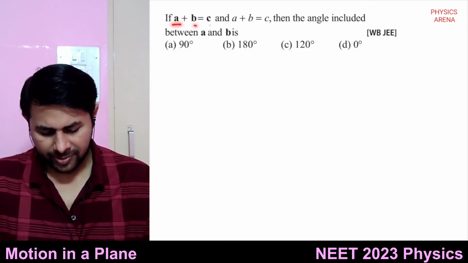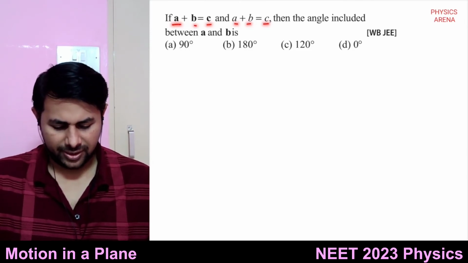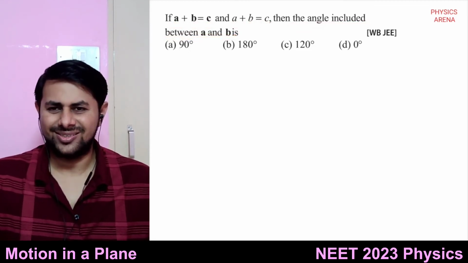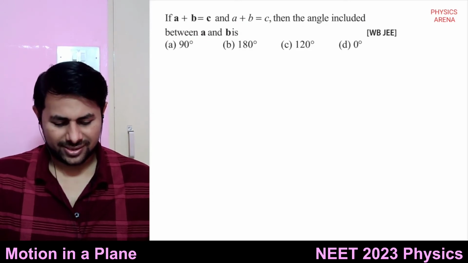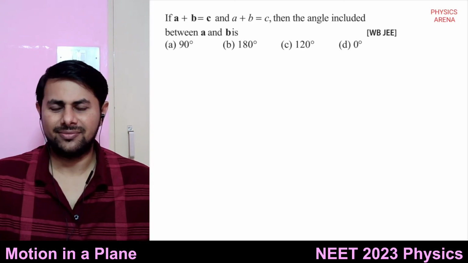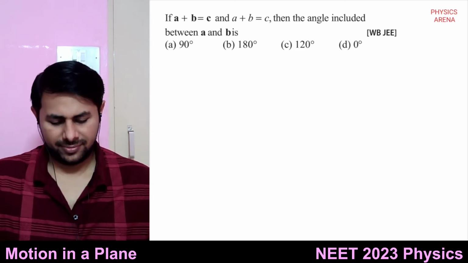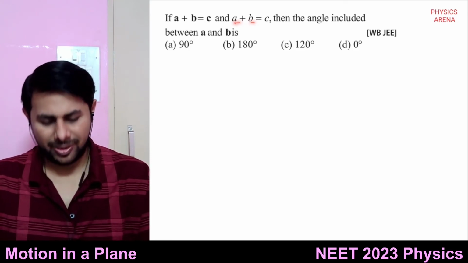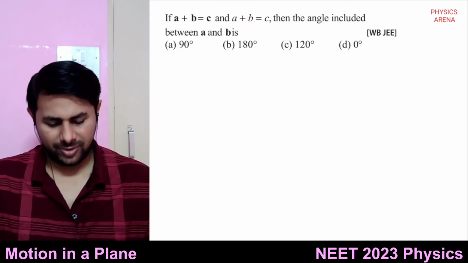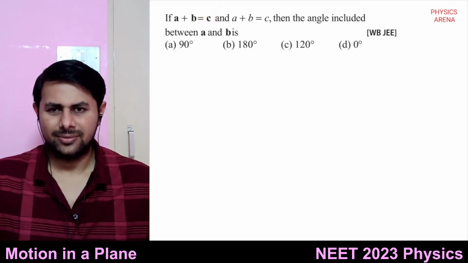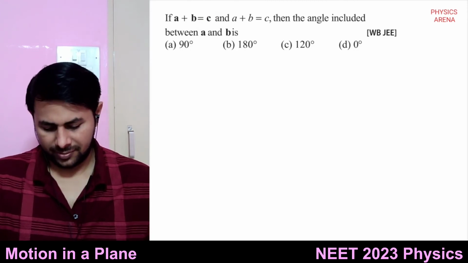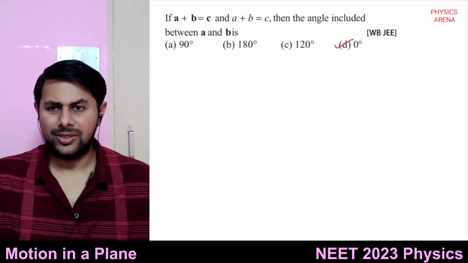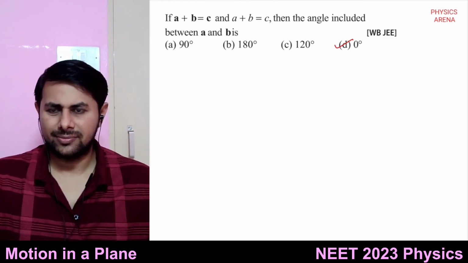If A bar plus B bar equals C bar, and A plus B is equal to C, then the angle included between A and B is. Now, you should tell me this. We discussed this yesterday. A bar plus B bar is equal to C bar, and the magnitude of A plus the magnitude of B gives the magnitude of the resultant. So the answer is 0. We discussed this kind of question yesterday.